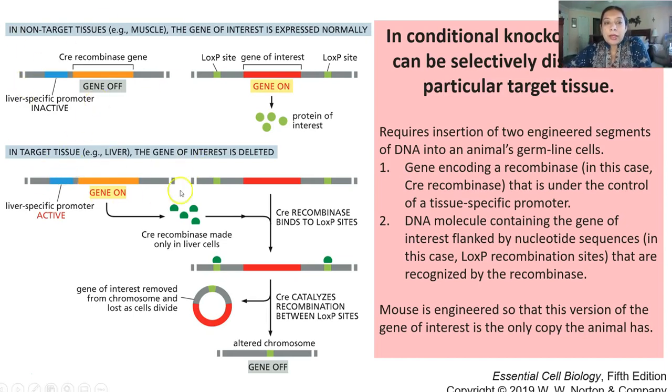So once you put these two constructs inside the cells of the particular organism, in the target tissue, the liver-specific promoter will make sure that it only gets activated inside the liver. When it's active, it will turn on the Cre recombinase gene, which will make Cre recombinase. Now, on the other side, the gene of interest was always on until the Cre recombinase binds to the LOXP sites, excises it out, and now you have an altered chromosome where there is no gene of interest present. And that gives you the final version, where the animal does not have that particular gene expressed in that particular target tissue.